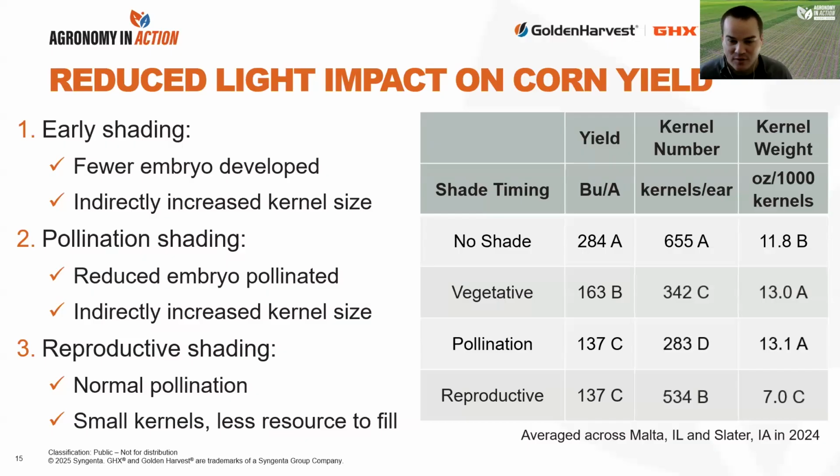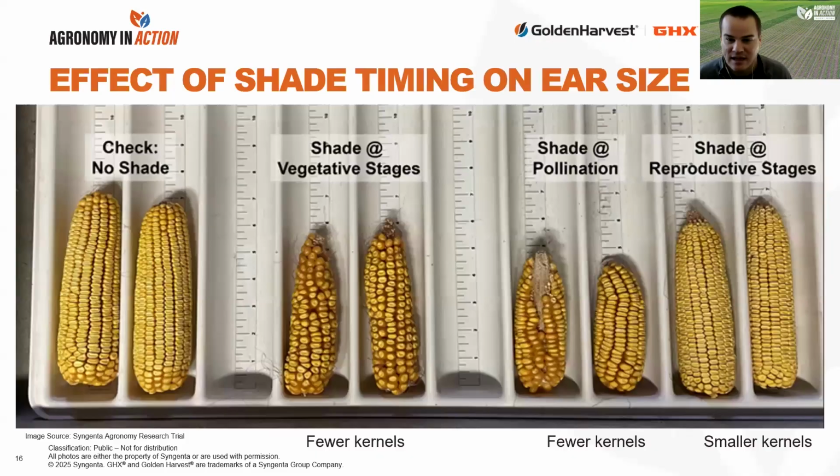Here's just a picture of what those ears look like this year. The ears on the left would have been no shade. The second pair of ears is shade during the vegetative stages. You can see that reduced the number of kernels around, it just didn't produce as big of ears. Shade during pollination, you can also see much smaller ears, fewer kernels. We had a lot that just didn't get pollinated. And the ears on the right were shade during the reproductive stages. Pretty good size ears, but you can see there was some tip back at the top, some kernels aborted, and those kernels turned out to be very, very light.